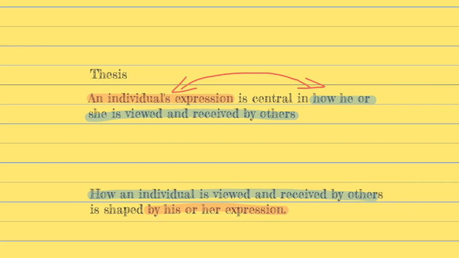So what I've tried to do here to say the same thing but make the sentence sound different is I've inverted the clauses of the sentence. So I've taken the beginning of the sentence, an individual's expression, and put that on the end, his or her expression. And then I've taken the end of that sentence, how he or she is viewed and received by others, how an individual is viewed and received by others, and put that at the start of the sentence.